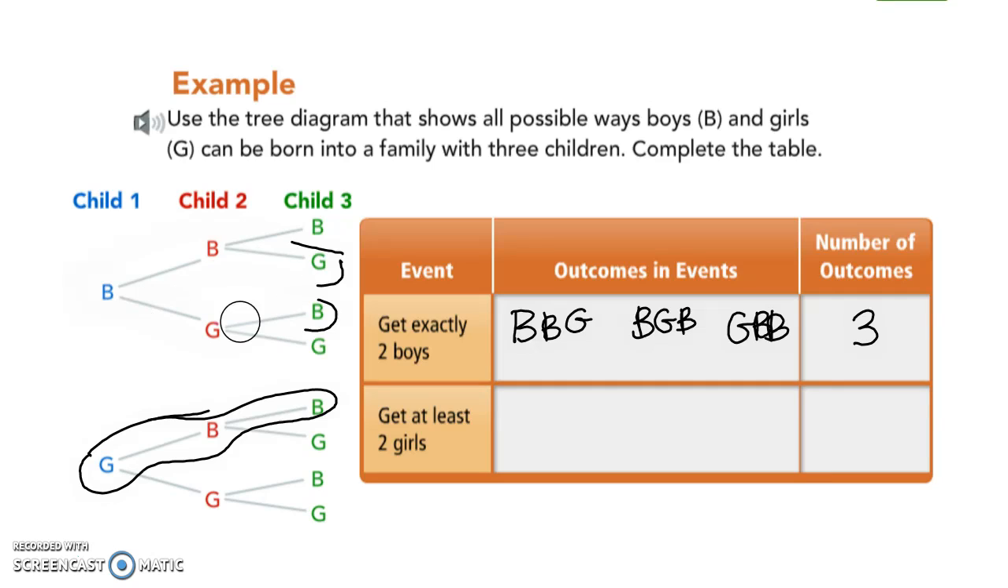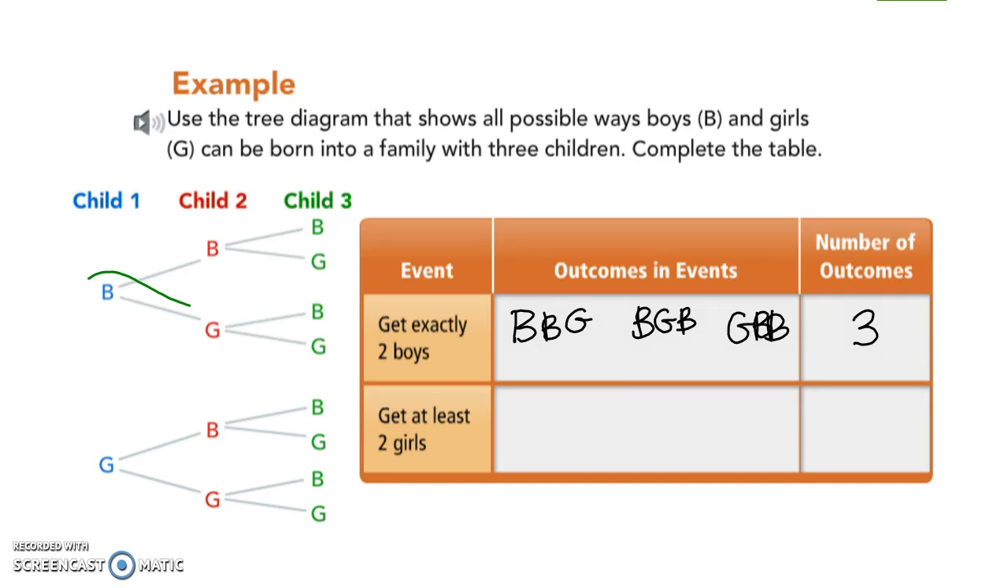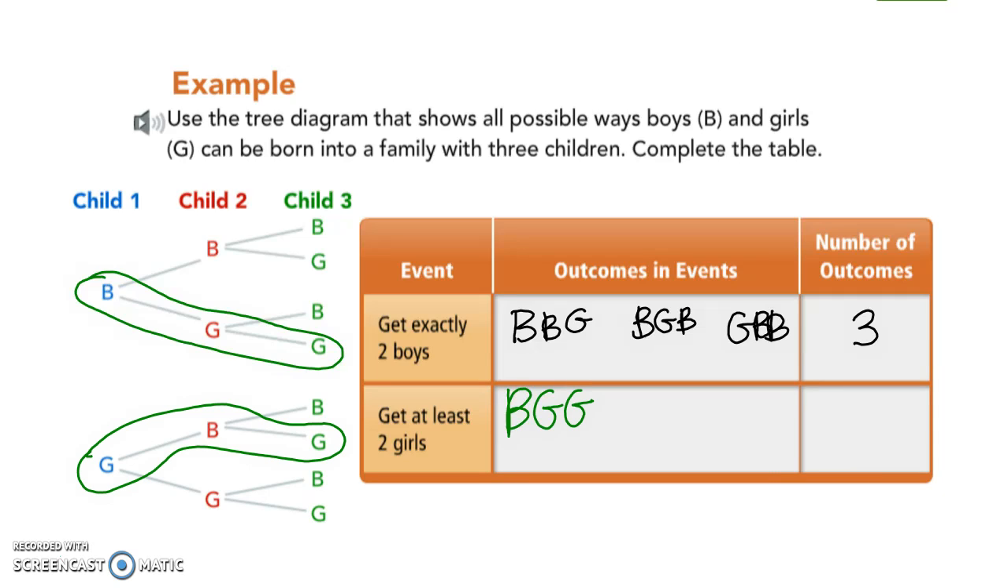Erase this over here real quick. And now we're looking for combinations where we have at least 2 girls. So, no, no, no. This is my first one where I see 2 girls. So, boy, girl, girl. Here's my next one. Girl, boy, girl.